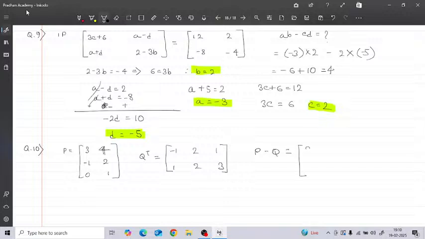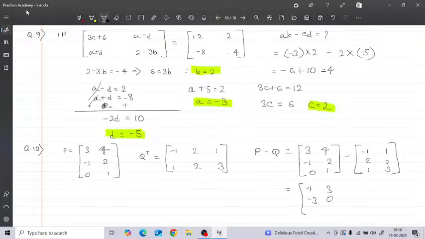So P is given as 3, 4, minus 1, 2, 0, 1, and from Q transpose we can easily get Q, that is minus 1, 2, 1, 1, 2, 3. Now we will subtract the corresponding elements. 3 minus minus 1 will be 4. 4 minus 1 will be 3. Minus 1 minus 2 will be minus 3. 2 minus 2 will be 0. 2 minus 1 will be minus 1. 1 minus 3 will be minus 2.